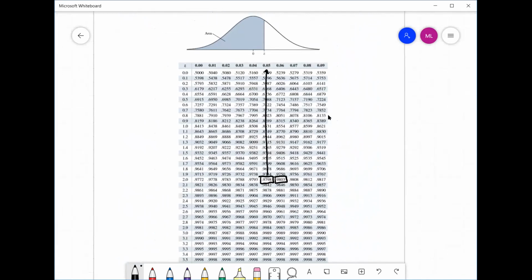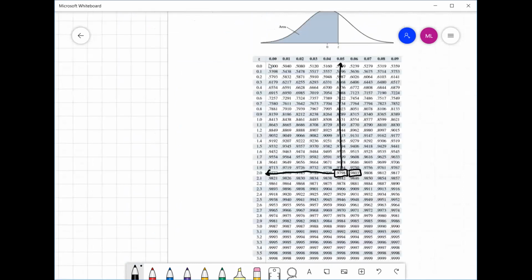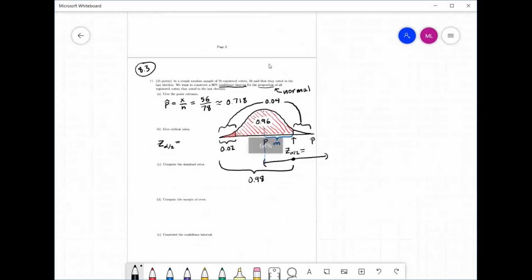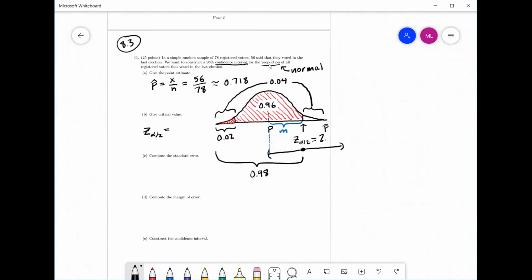We go back out this way, and the corresponding z-score is going to be 2.05. And so that is the value that we should use for our critical value. This value right here is 2.05 according to our table, 2.05. We could also do that over here if you wanted.